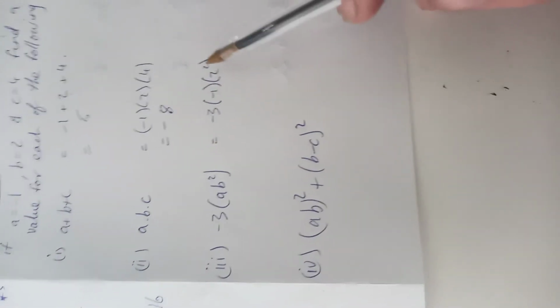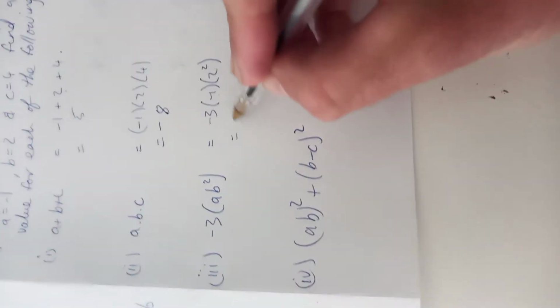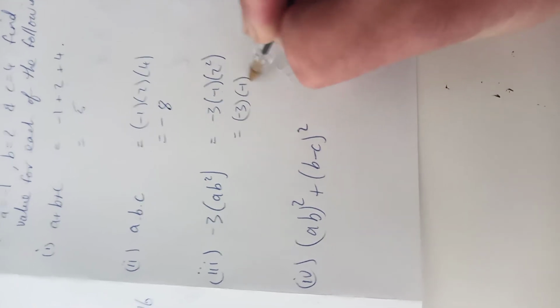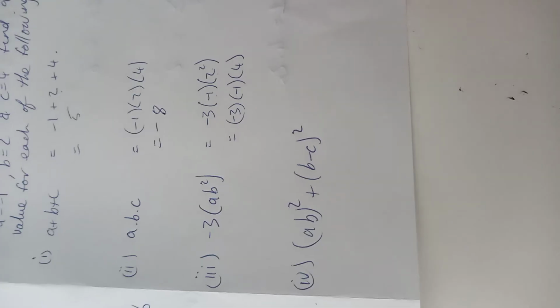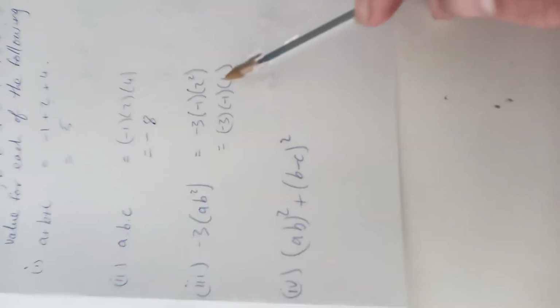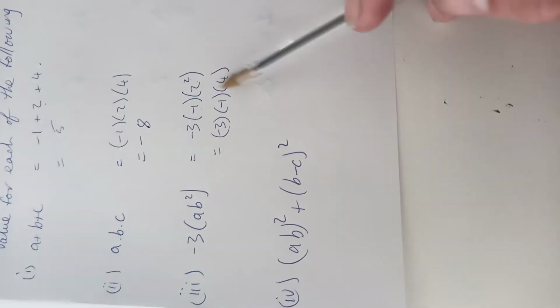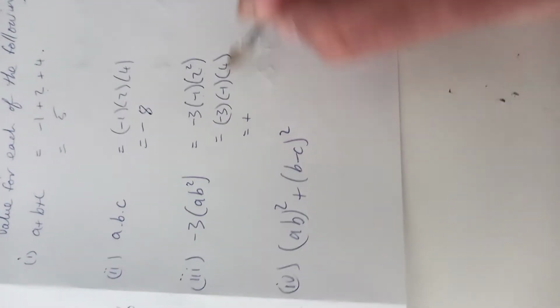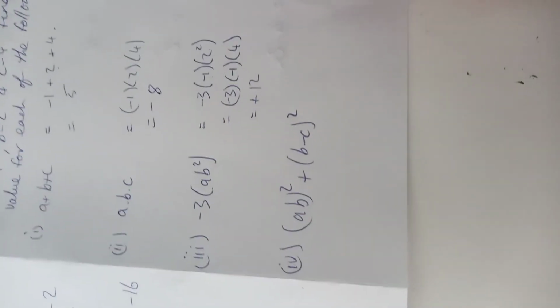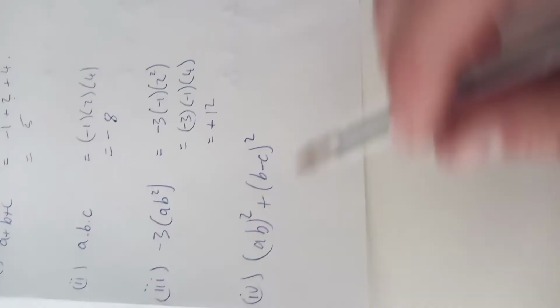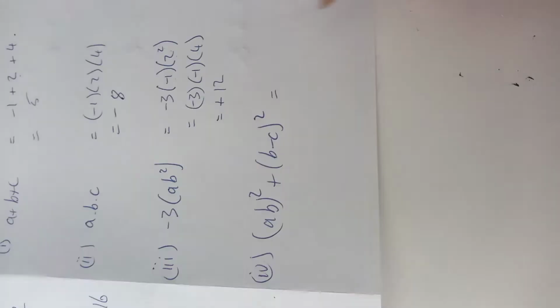And it's a BODMAS question. So we do the squared thing first. Again, I can put different brackets in different places here. It means the exact same thing. Now I do the multiplication. Minus by minus is a plus, and that plus by another plus gives me a plus. And when you multiply the numbers, you get 12. That's done.